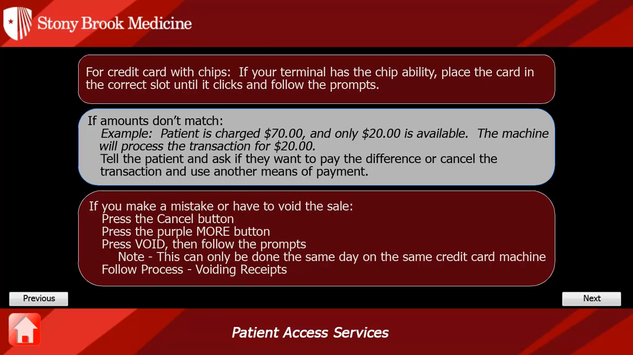If you make a mistake or have to void the sale, press the Cancel button, press the purple More button, press Void, then follow the prompts. Note, this can only be done the same day on the same credit card machine. Follow the process for voiding receipts.